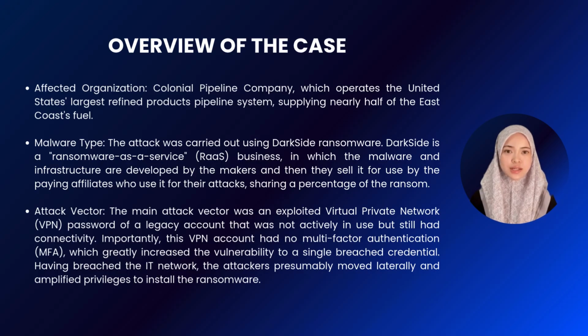Let's dive into the details. The target of this attack was the Colonial Pipeline company, which operates the largest refined products pipeline in the US, supplying nearly half of the East Coast's fuel. In May 2021, their operations were brought to a grinding halt by a ransomware attack. The specific malware used was DarkSide ransomware, known for its ransomware-as-a-service model. The initial entry point, or attack vector, was incredibly simple yet effective: a compromised VPN account password. Crucially, this was a legacy account, and it completely lacked multi-factor authentication, a critical detail we will revisit.